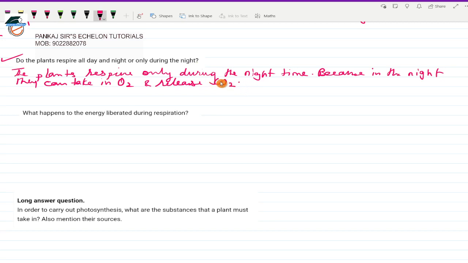But according to me, the respiration should take place throughout the day and night, because I don't find any reason why it should not happen during the daytime. Stomata are always open during the daytime, and stem and leaves can take in oxygen and release carbon dioxide even during the daytime, although the photosynthesis process goes on. So anyways, this question stands a bit doubtful, but this is the answer that I go with.